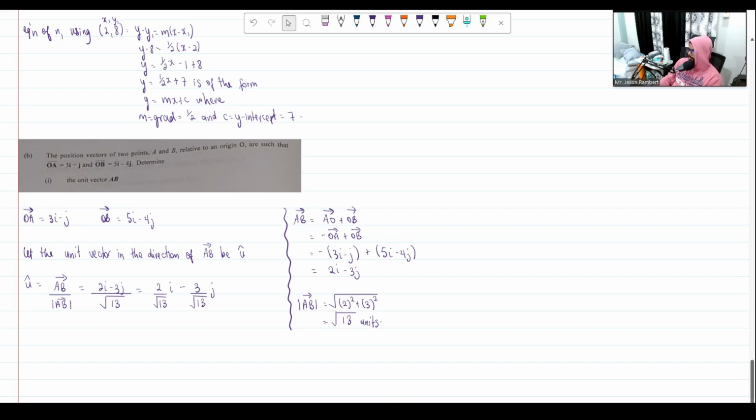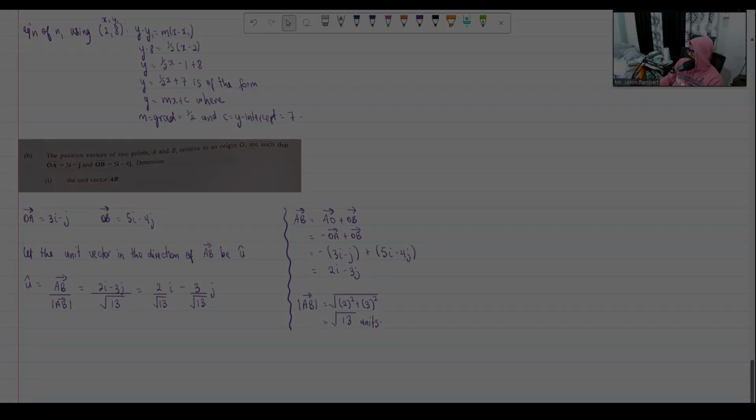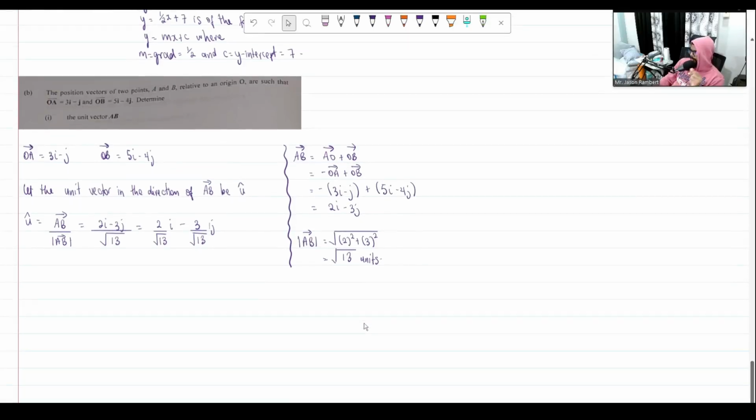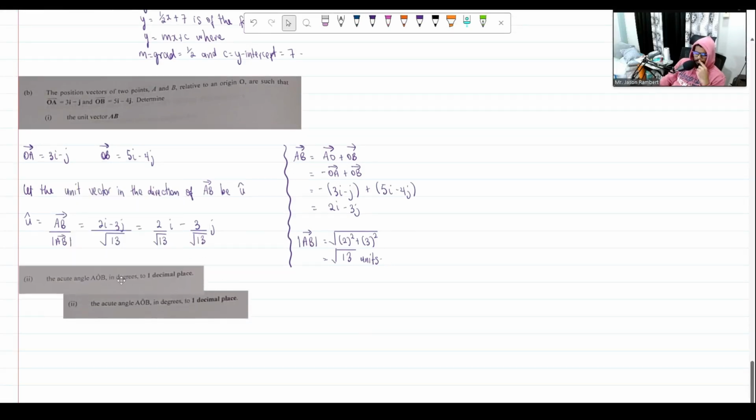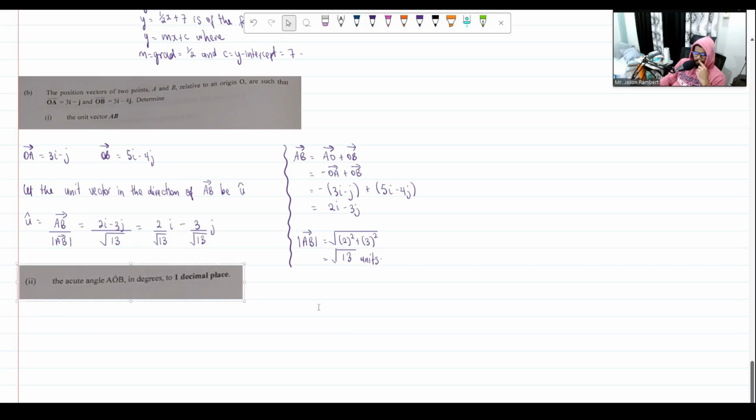Next part. Determine the acute angle AOB in degrees to 1 decimal place. So this is our dot product now.